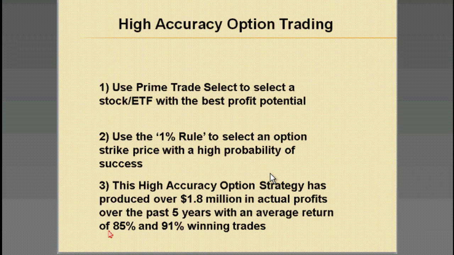So I use what I call the Prime Trade Select, which is a technical trading system to select a stock or ETF with the best profit potential. And as I mentioned, then we use the 1% rule to select an option strike price. Over the last several years, this high accuracy option strategy has produced over $1.8 million in actual profits, with an average return of 85% with 91% winning trades. And I'll show you my brokerage accounts at the end of the presentation showing this $1.8 million in actual profits using the high accuracy option trading system.